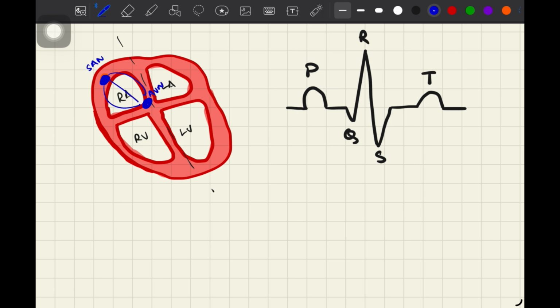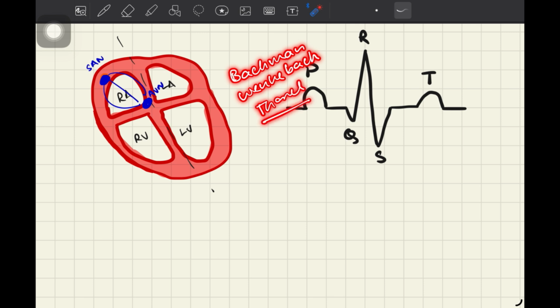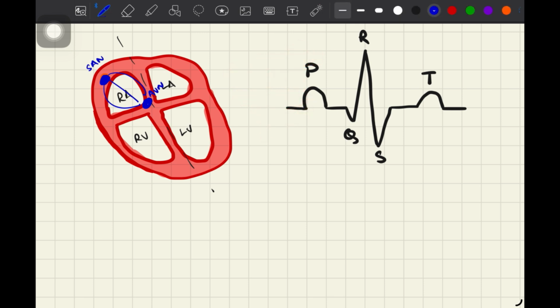Do you know the names of the internodal fibers? Bachmann, Wenckebach, Thorel, stuff from first year. Anyway, then AV node gives rise to bundle of His, which further gives rise to right bundle branch, left bundle branch, and then these give rise to the Purkinje fibers.